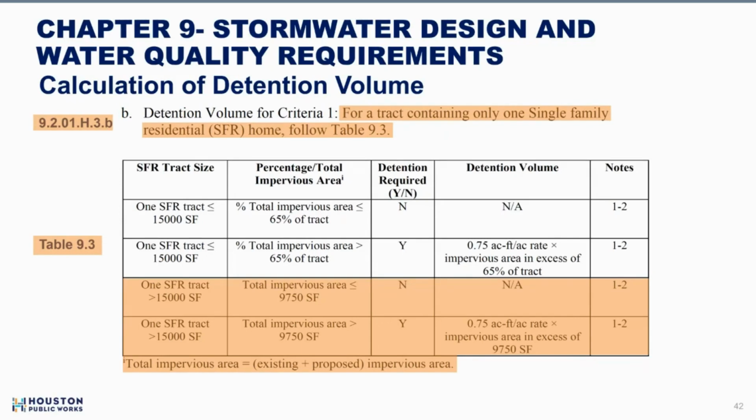The definition of total impervious area has been added to provide clarity. Now, total impervious area we define as existing plus proposed impervious area. So 9,750 will apply to existing plus proposed impervious area. Going on to the next one.